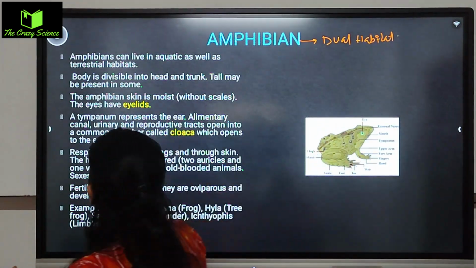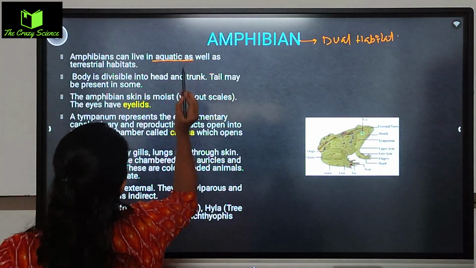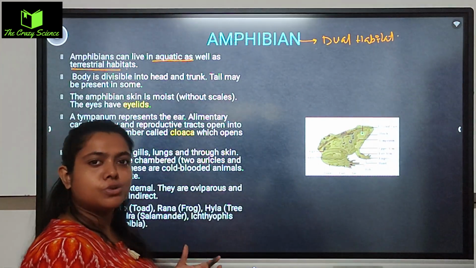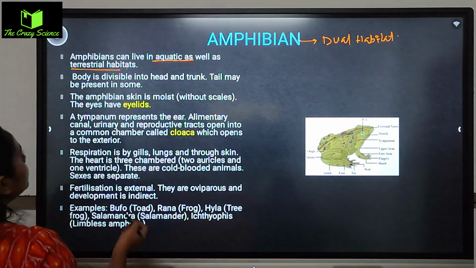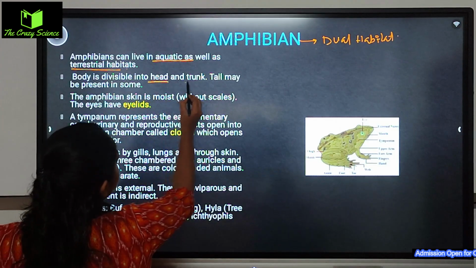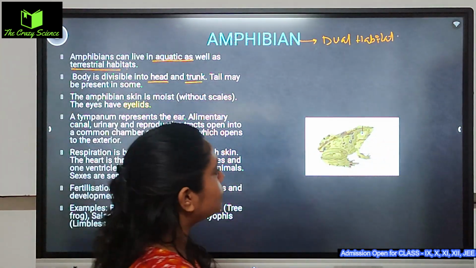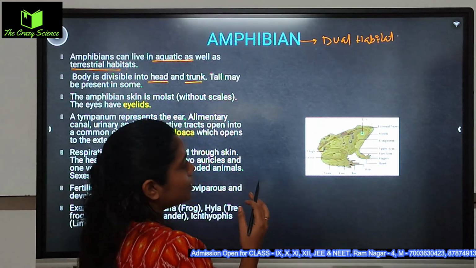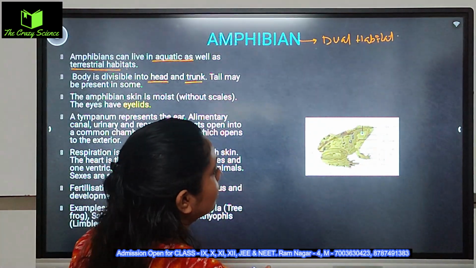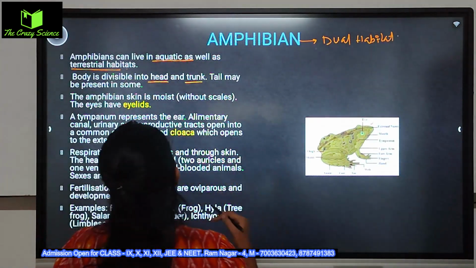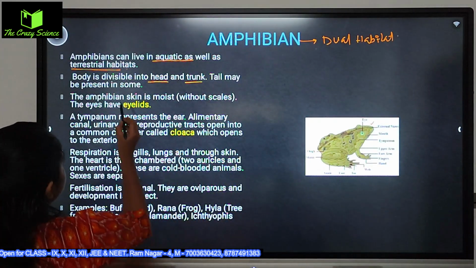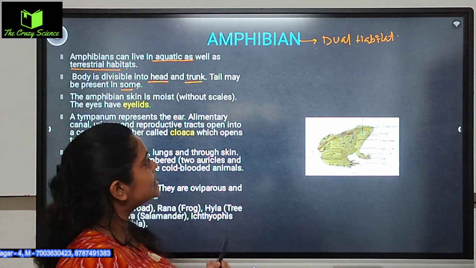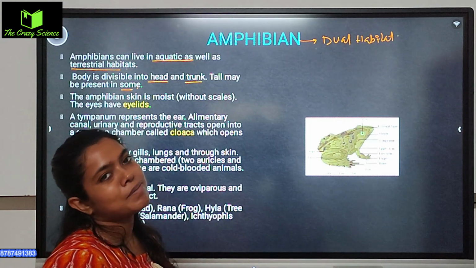Okay, so let's start. Amphibians can live in the aquatic as well as the terrestrial habitats. So they can live in water as well as on land. The body is divisible into head and trunk. Head means this is the part of the head, the front part, and trunk means the lower part, this is the trunk, and the tail may be present in some, may not. It is present in some and not in others.